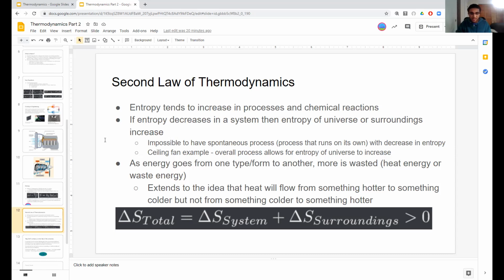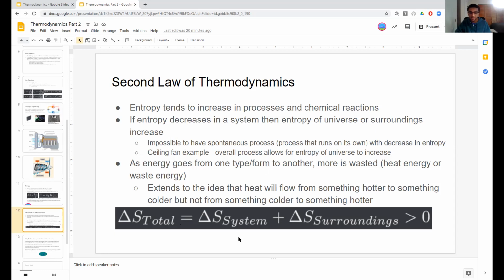As energy goes from one form to another, you have some wasted energy or heat energy as you convert between different types of energy. This is also a key principle of the second law of thermodynamics. It extends to the idea that heat flows from something hotter to something cooler, but it cannot flow the other way back. And so the second law of thermodynamics ties a lot into efficiency.